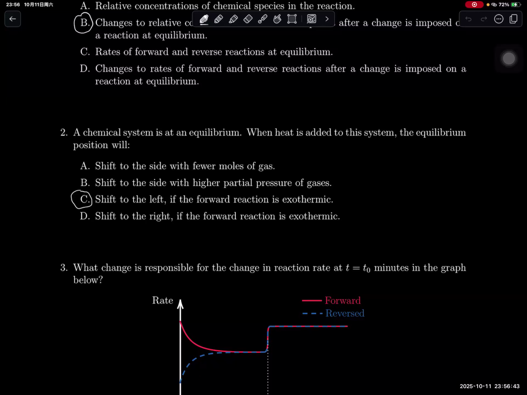C says shift to the left if the forward direction is exothermic, meaning that the reaction is endothermic in the reverse direction, which is going to absorb heat. Then by Le Chatelier's principle, when increasing temperature, the system will shift such that the temperature is reduced. So going to the left will be the right way if the forward is exothermic. So the choice will be C.